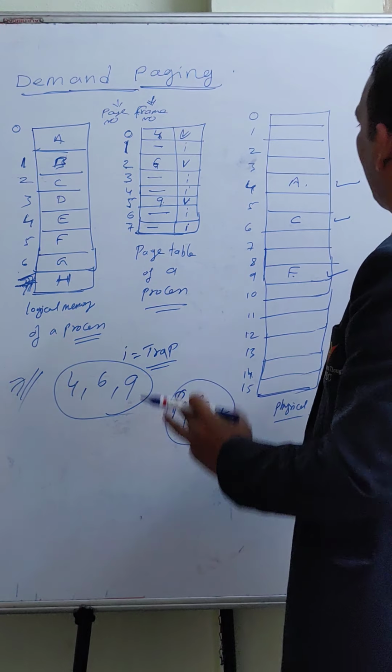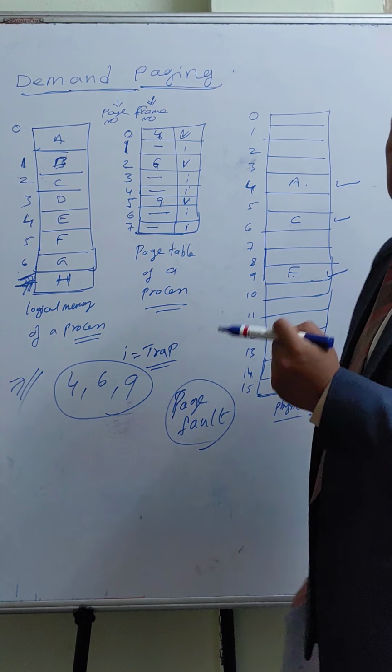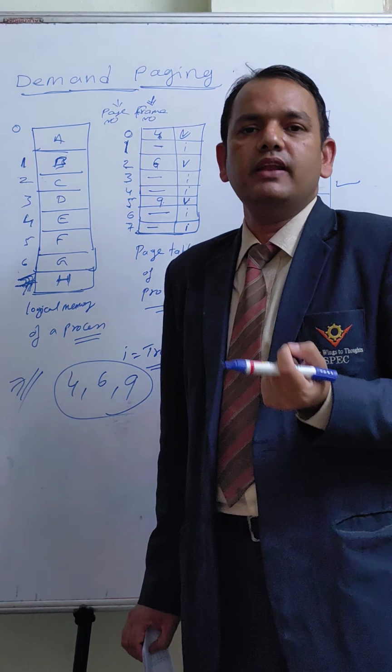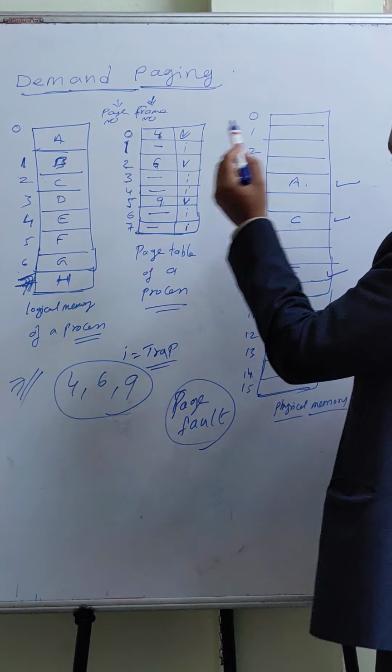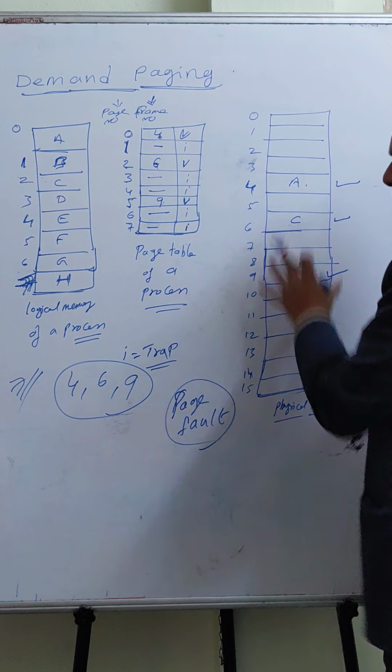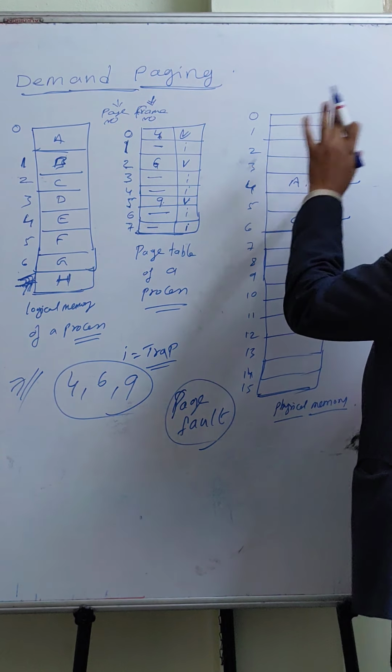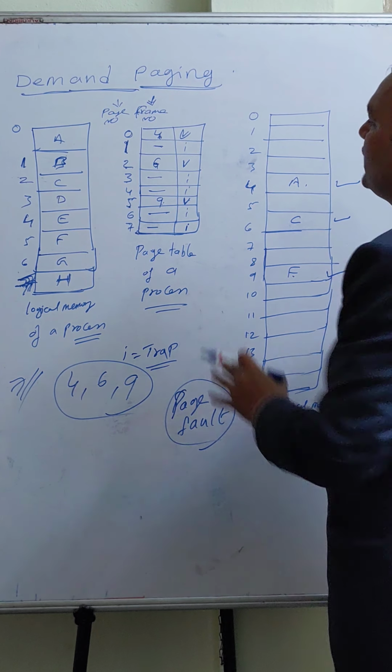So the job is to bring the particular page which the process requires from the secondary memory and load it into the main memory. As soon as it is loaded into the main memory, we should update the page table.